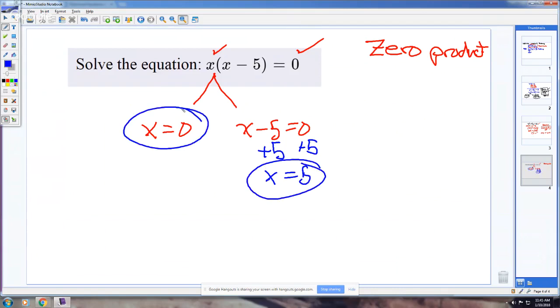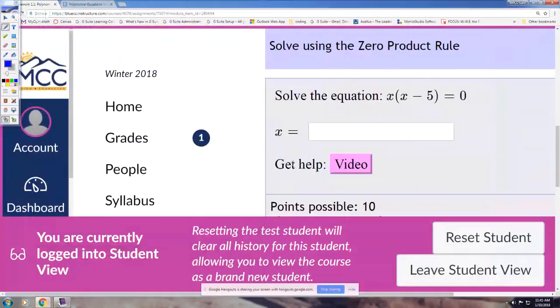All right, so back to the online homework. On the homework, you're going to get lots of cues as to what to do. So this one says solve. It didn't say factor, it said solve. So that means you're going to have to tell me x equals. Down below, it also says x equals. So that means I just need to type some numbers in.